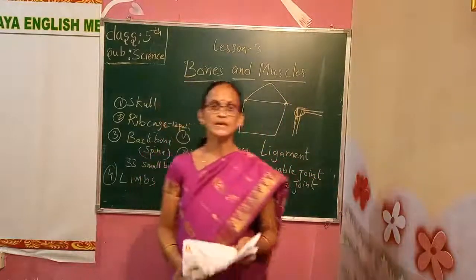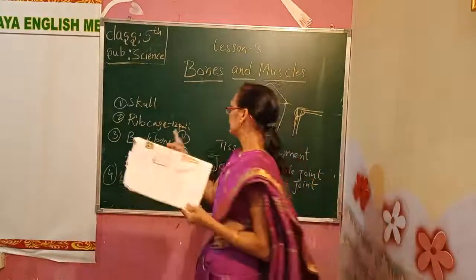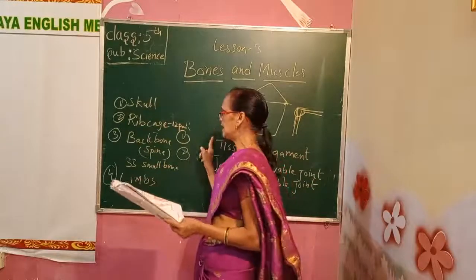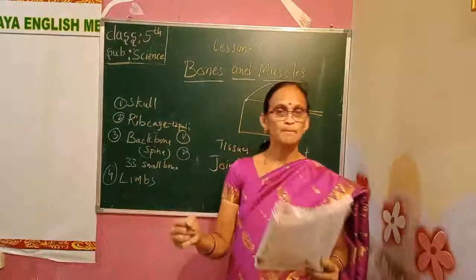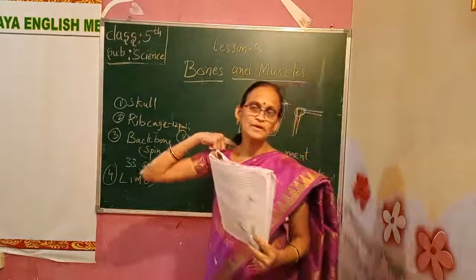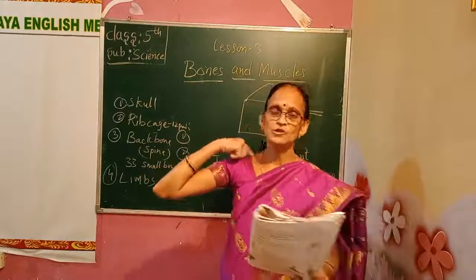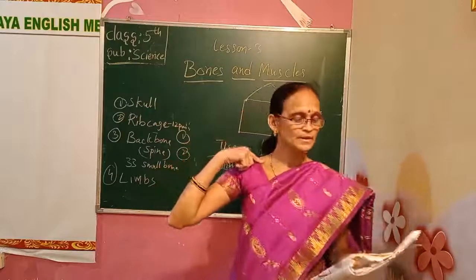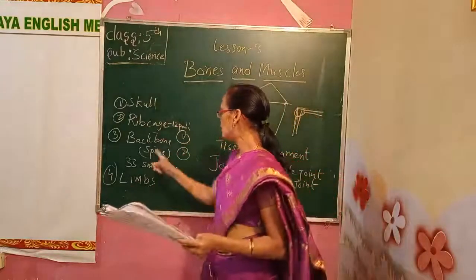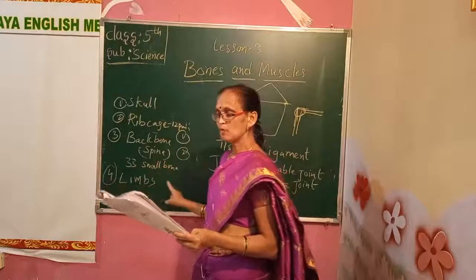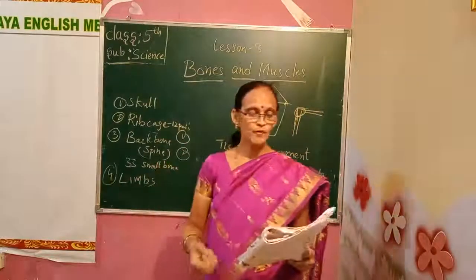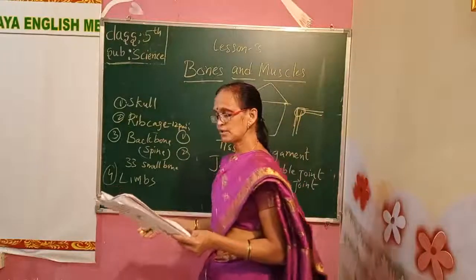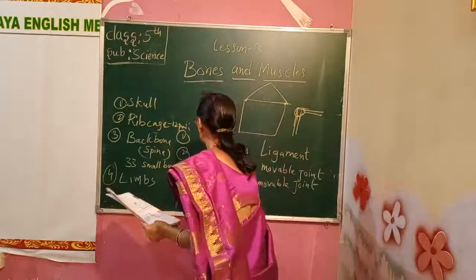Rib cage is like a cage which has 12 pairs of bones joined together. It protects the lungs. Now next comes the backbone. It is very delicate. It is also called the spine. The spine is made up of 33 small bones, and they form a column of vertebrae. So the 33 bones are called the vertebrae.